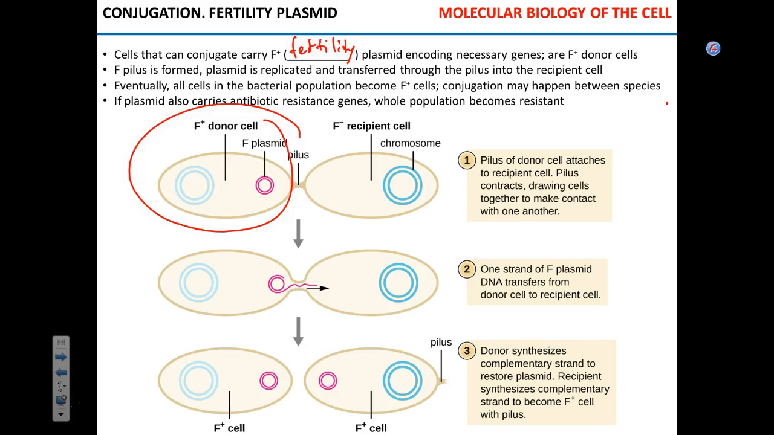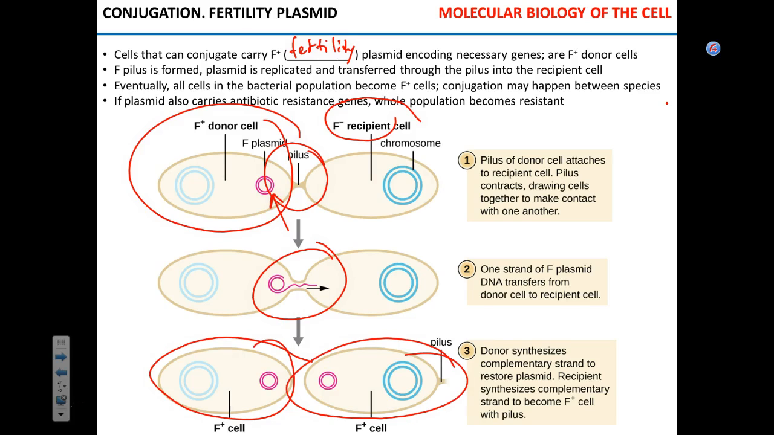And this plasmid, when genes on this plasmid are expressed, expression of these genes leads to the formation of pili. Pili connects the donor cell and the recipient cell, which does not have the fertility plasmid. It connects them, and the fertility plasmid is transferred from the donor to the recipient cell. And as the result of this process, you have two F-positive cells that can further serve as donors of the fertility plasmid. Does that make sense?